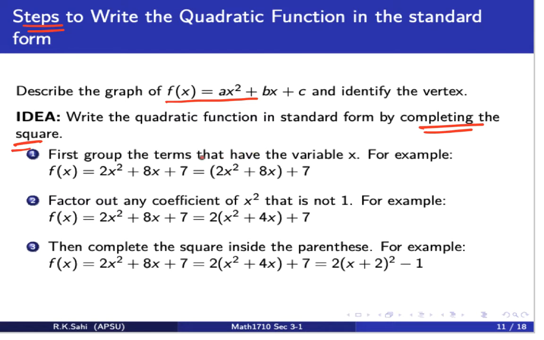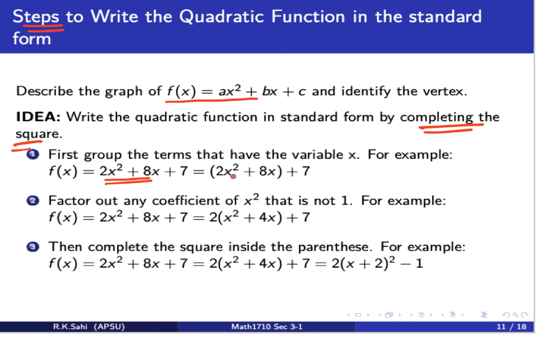The first thing we do is we group the terms that have the variable x. So let's look at an example, 2x squared plus 8x plus 7. So we're going to group these two terms together. Now, remember, the idea is to complete the square. And completing the square, we want the coefficient of x squared to be 1.